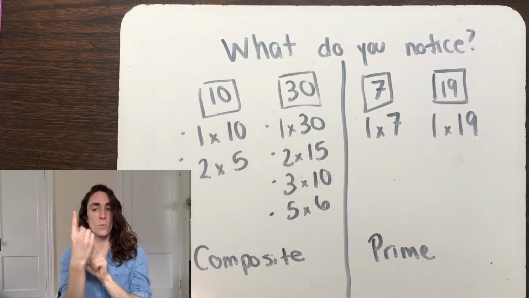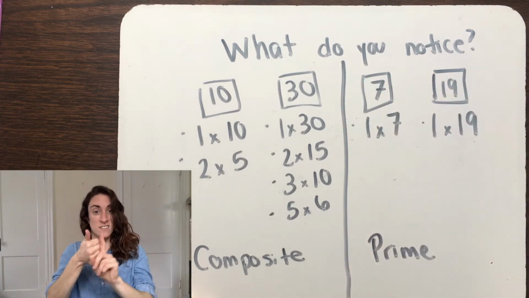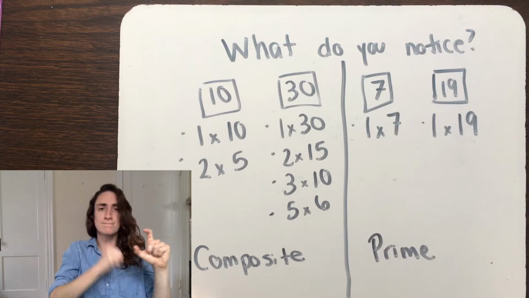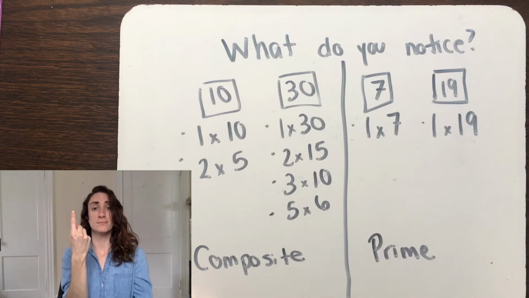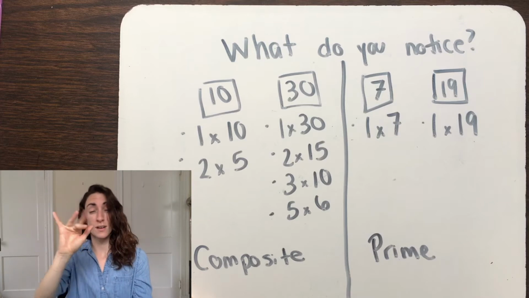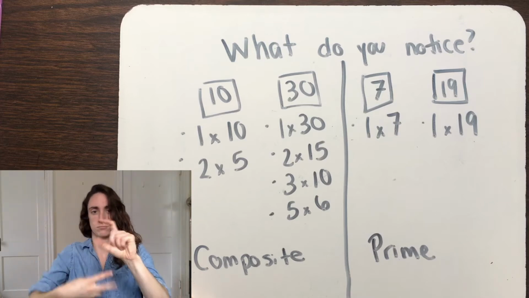It's also worth noting that every natural number is either prime or composite, with the exception of 1. 1 is neither prime nor composite. It's just 1. But every other natural number is either prime or composite.